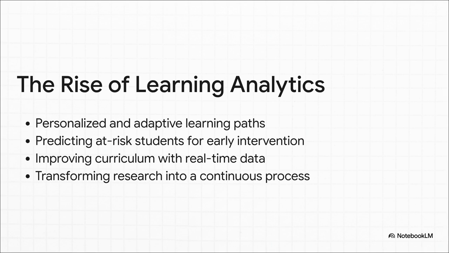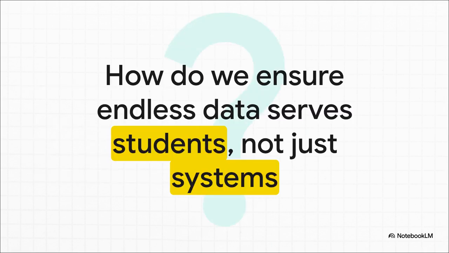So instead of doing these one-off studies, research can become this continuous, ongoing process. It lets us do amazing things, like personalized learning paths for each student in real time, or even predict which students might be at risk so we can help them before they start to struggle. This new world of data has so much promise, it's incredible. But it also leaves us with a really deep question. As we get better and better at measuring almost every single part of the learning process, how do we make sure that we're using all this power to actually help individual students, and not just to make the systems themselves more efficient? That, right there, is the big challenge for the next generation of researchers, educators, and, well, for all of us.